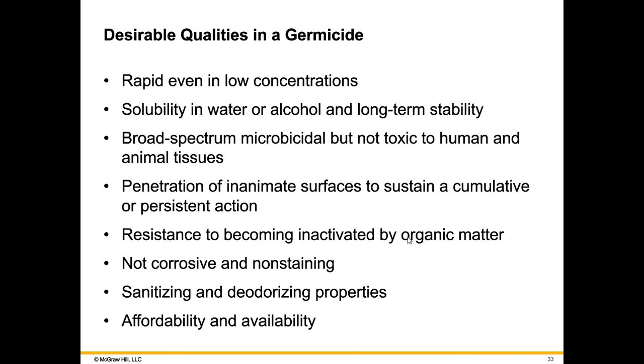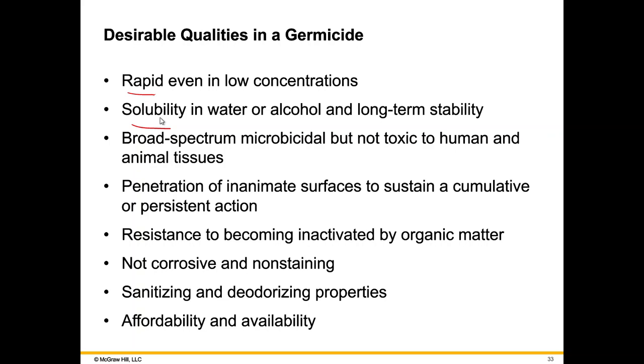There's some criteria for chemical agents, whether microbiostatic or microbicidal agents. They have certain characteristics that are ideal, and this is a list of those characteristics. We want them to provide microbial control rapidly, even in low concentrations. So we want something that we're not going to have to use a lot of in order to kill microbes. We want a little to go a long way, basically. We want it to be soluble in either water or alcohol, as well as being able to provide long-term stability.